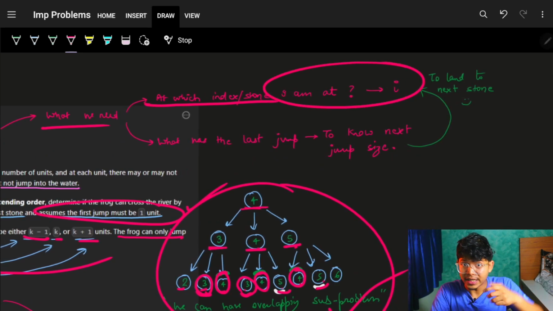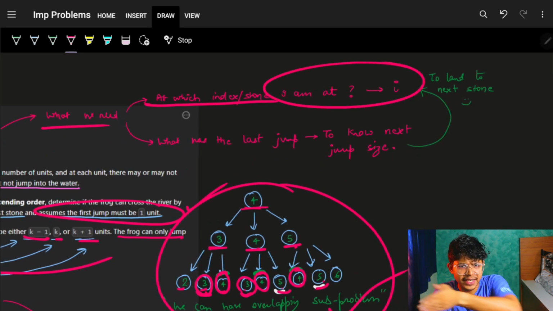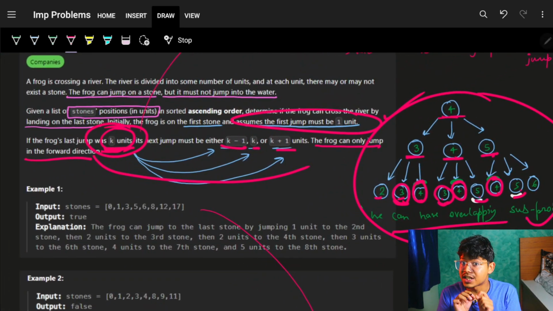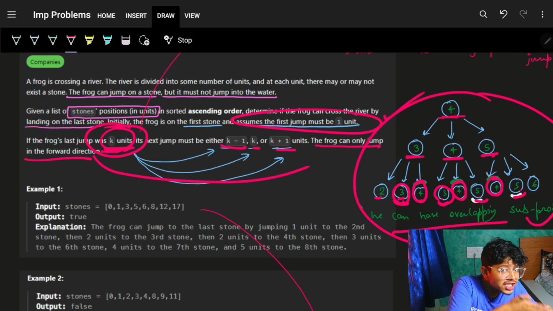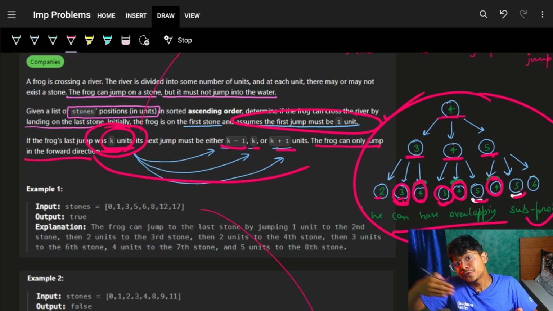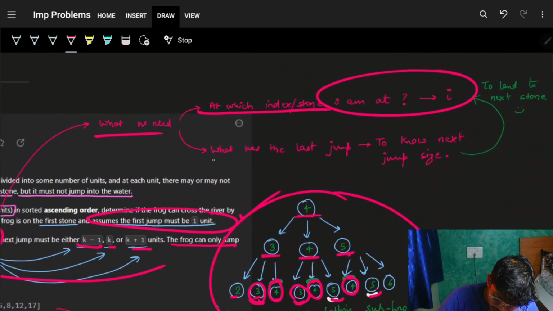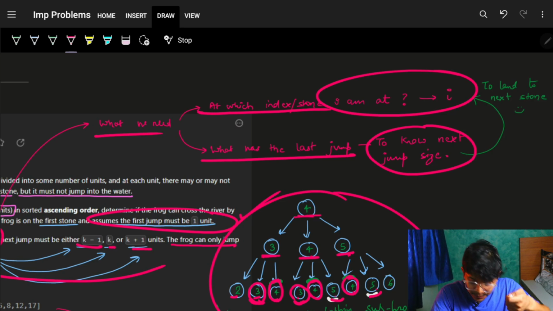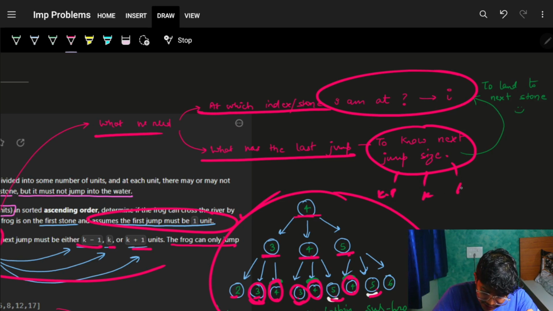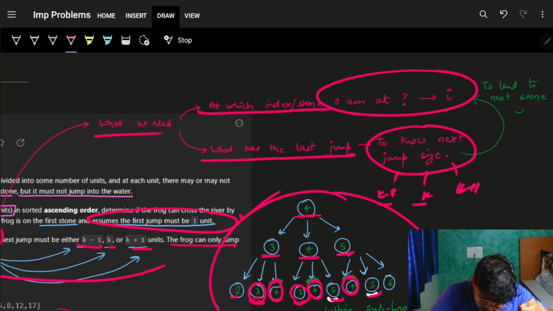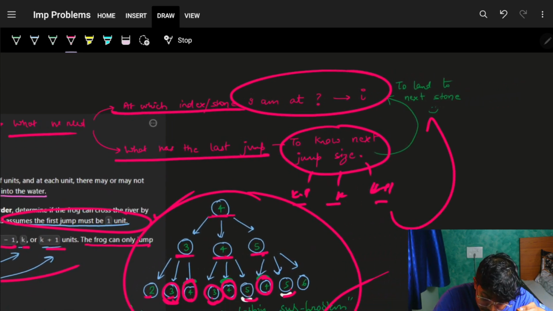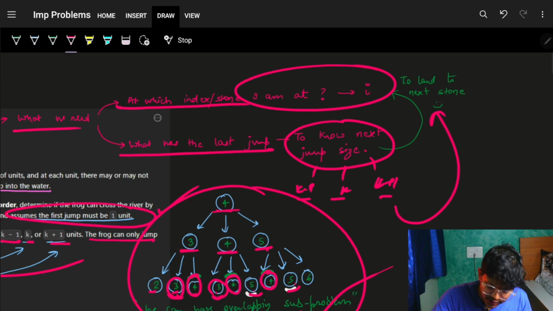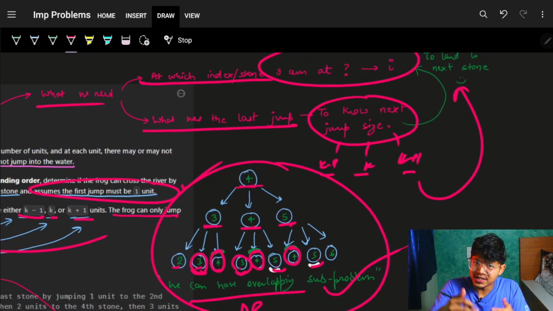So I should know what index I am at, because I will go to every index from left to right. But I should also know what the last jump was, because on the basis of the last jump I will decide the next jump, which can be k minus 1, k and k plus 1. With this next jump I can land on the next position, which means the next stone. I'm not saying the next index, I'm saying the next stone, and with the example we will see what the next stone and the next index are.